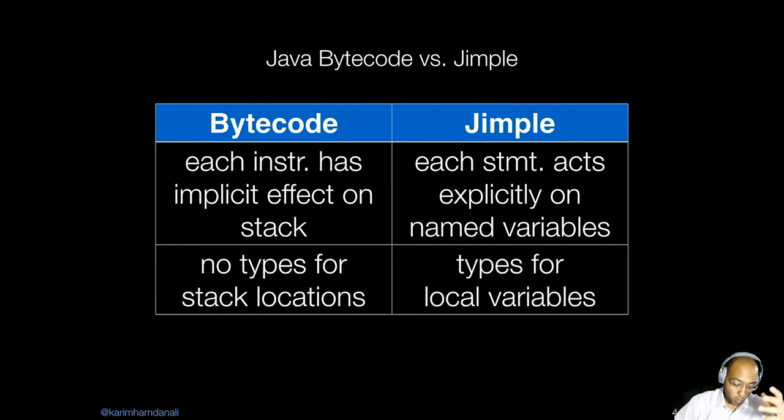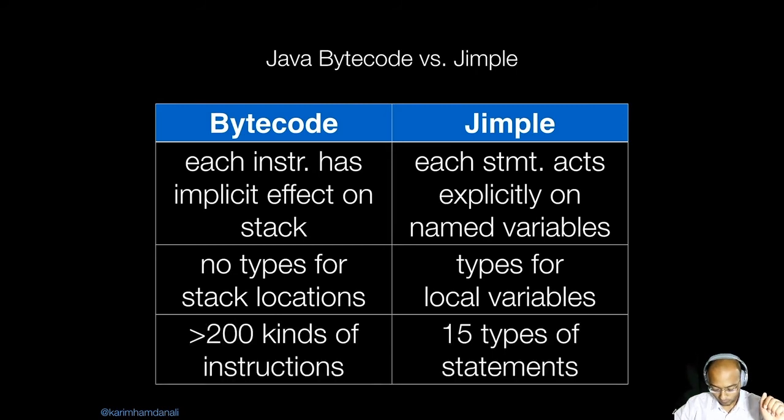In bytecode, there are no types for stack locations. You just say, I'm taking this from the stack, I'm putting this on the stack. In Jimple, every local variable has a type. You cannot have a local variable without a type.